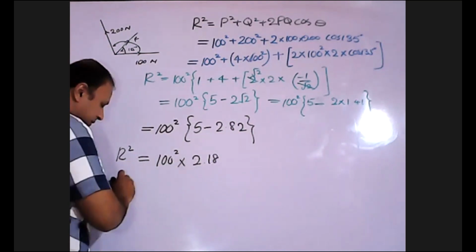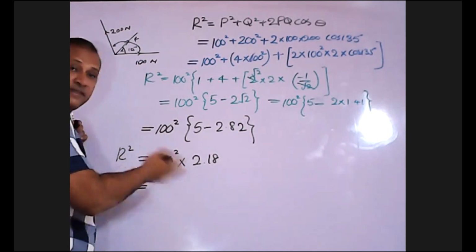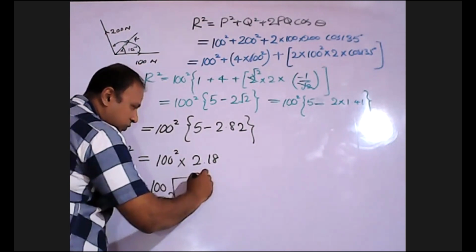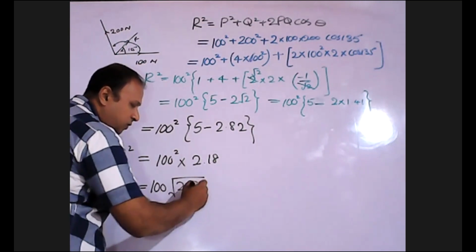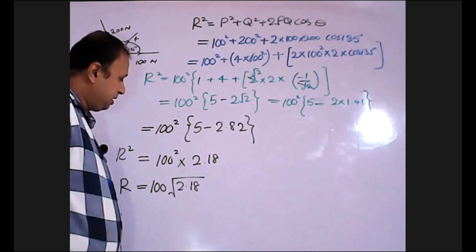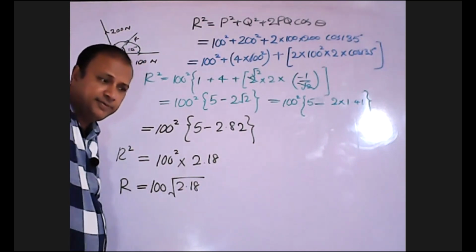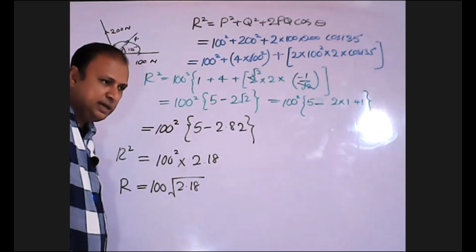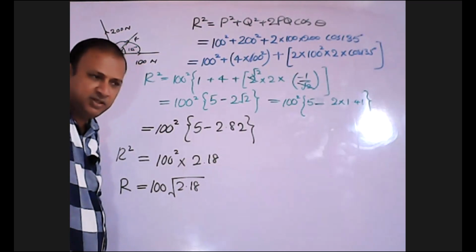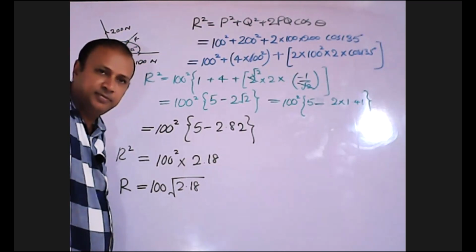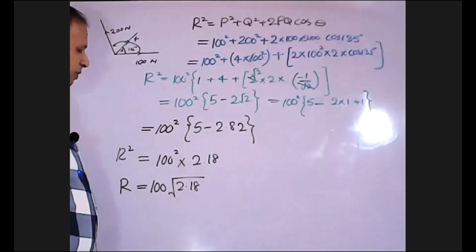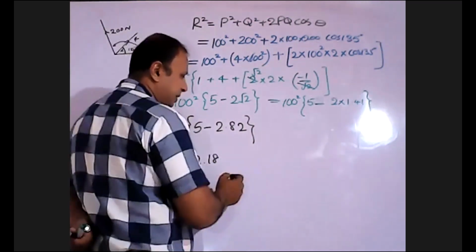So if you take the square root of both sides, then it becomes 100 into square root of 2.18. So what is the square root of 2.18? I can take it as 1.46 or 1.48 or something. Okay. Because 1.4, look at this.